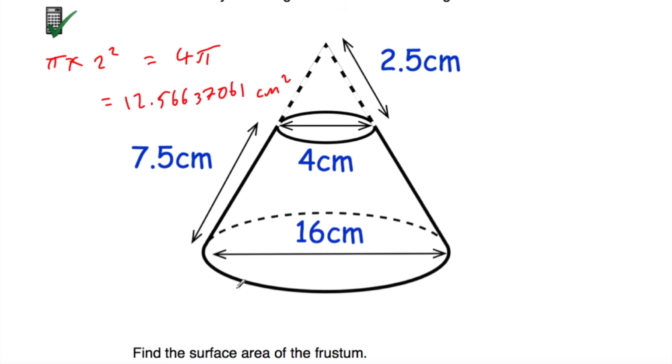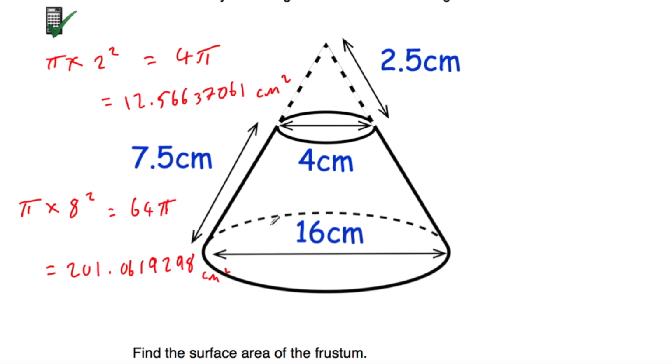Okay, now let's find the area of the circle on the base of the frustum. So we're going to do pi times the radius. Well, if the diameter is 16, the radius would be 8, so 8 squared. And if we do pi times 8 squared, that's equal to 64 pi. And as a decimal number, that would be equal to 201.0619298 centimeters squared. So that's the area of the circle on the base of the frustum. So this is fantastic. We've now got the area of 2 of the faces.